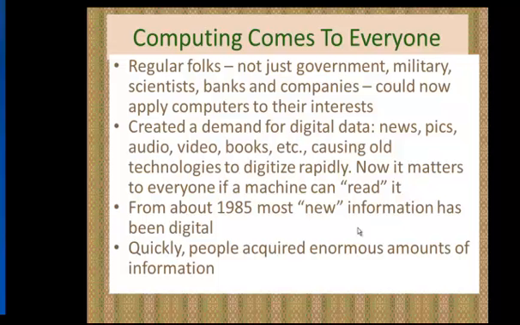As you know, in the fourth generation, which is what we're in now, computing comes to everyone. Regular folks, you don't have to be in the government or a scientist, can now have a computer for their interests. This created a big demand for digital data, and as you know, news, pictures, audio, video, books, everything is being digitized. From 1985, most new information is digital, and we are all storing lots of information that we would not be able to do in the past.